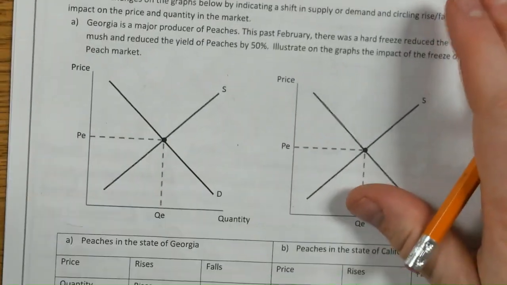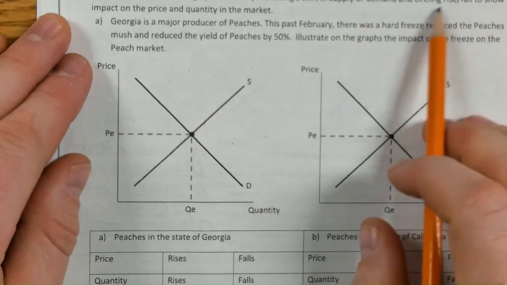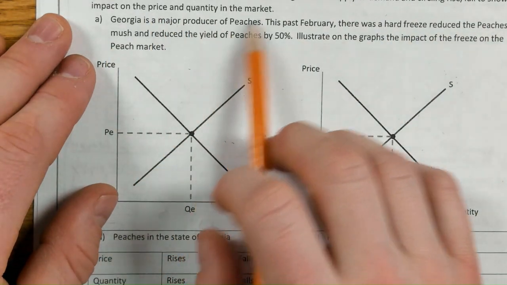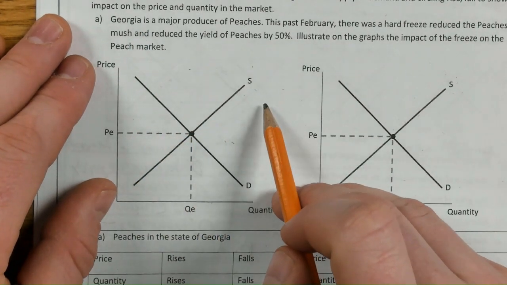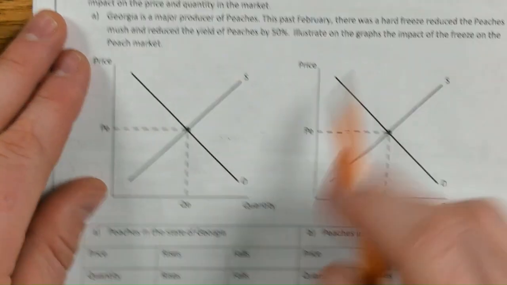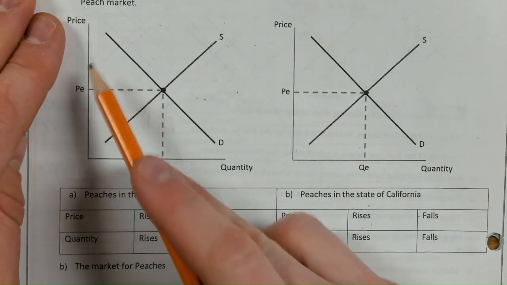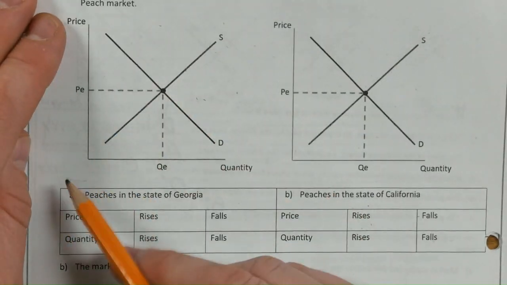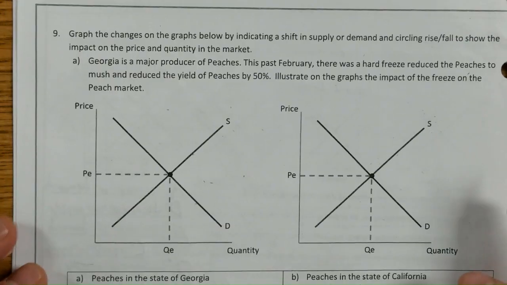Number 9. It says graph the changes on the graphs below by indicating a shift in supply or demand, and circle rise or fall to show the impact on the price and quantity in the market. So what we're going to be doing is drawing graphs like S2 or D2 depending on the scenario, and then looking at the graph and figuring out, did the price go up at the new equilibrium, and did the quantity go up or did they go down, and vice versa. So we'll see how different scenarios, real world scenarios, affect our graphs, our model.